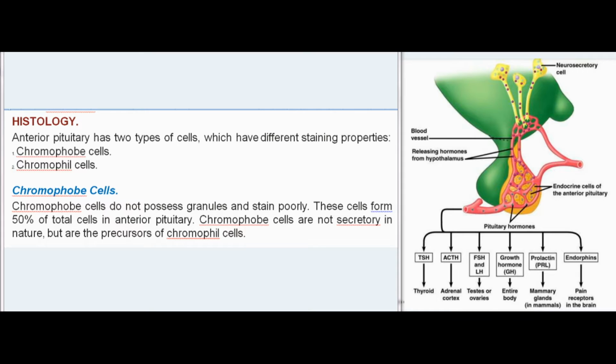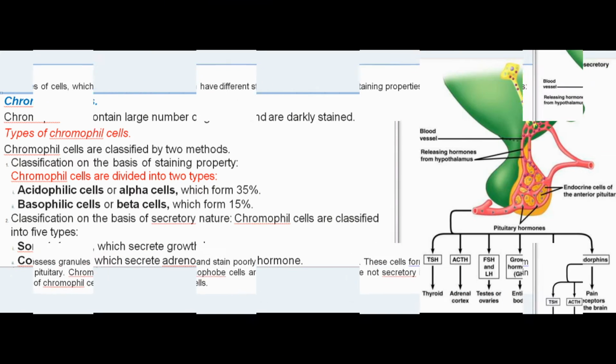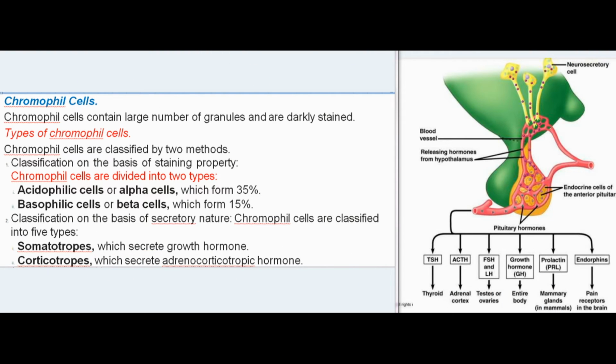Histology. Anterior pituitary has two types of cells, which have different staining properties: chromophobe cells and chromophil cells. Chromophobe cells do not possess granules and stain poorly. These cells form 50% of total cells in anterior pituitary. Chromophobe cells are not secretory in nature, but are the precursors of chromophil cells. Chromophil cells. Chromophil cells contain large number of granules and are darkly stained.